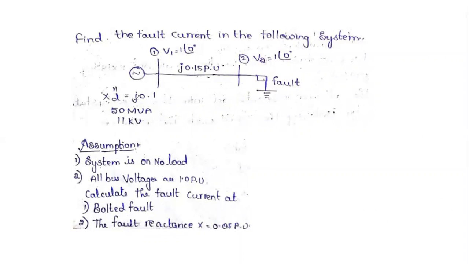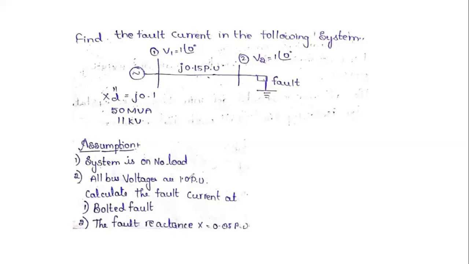XT double dash is equal to j0.1, 50 MVA and 11 kilovolts, and this is j0.15 per unit. This is V2 at 1 at an angle of 0 degrees, and this is the faulted condition. By using this given diagram, we are taking some assumptions, that the system is on no load condition.